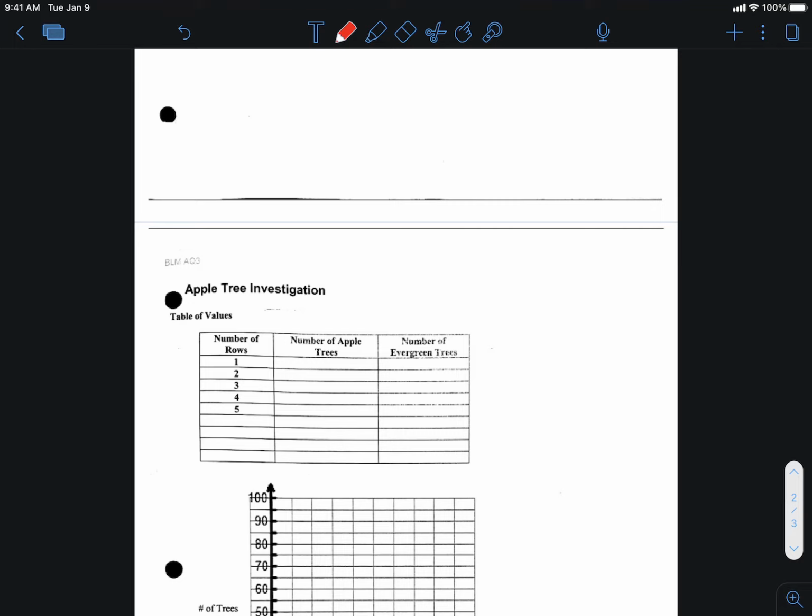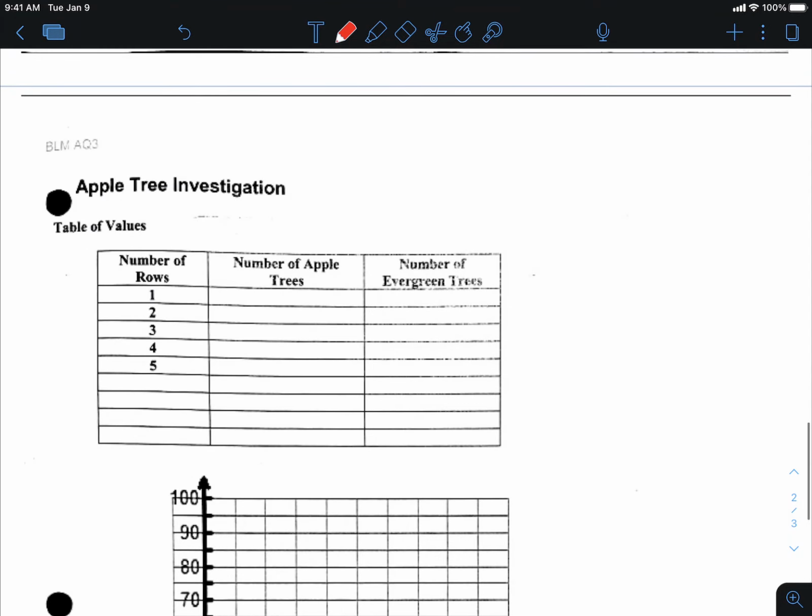So, let's take a look at the number of apple trees in each of these pictures. Number of rows, so stage number 1, it looks like we have 1 apple tree in the middle. Stage 2, we have 4. Stage 3, we have 9. And stage 4, we're going to have 16.